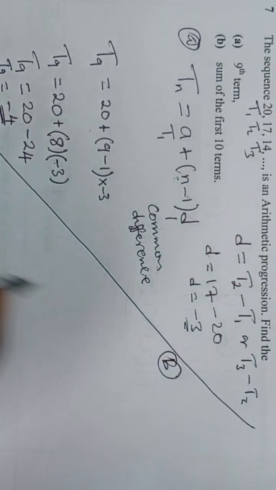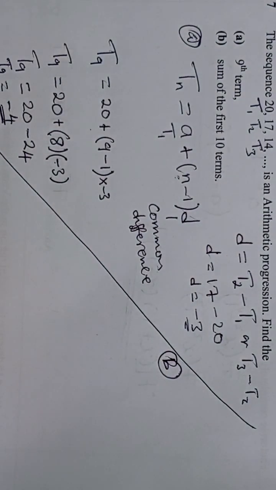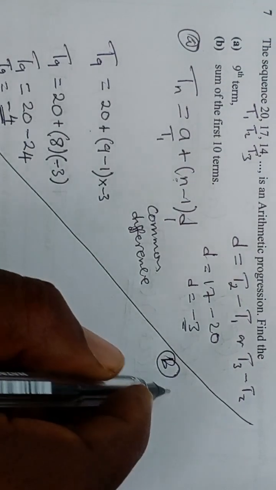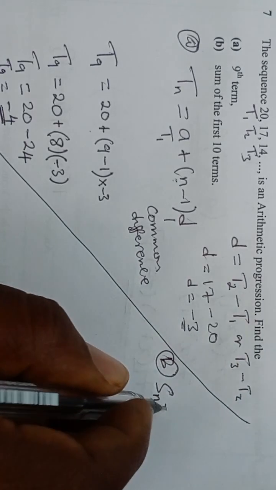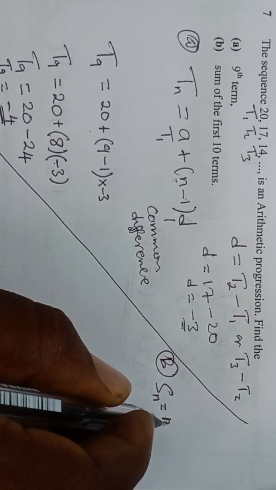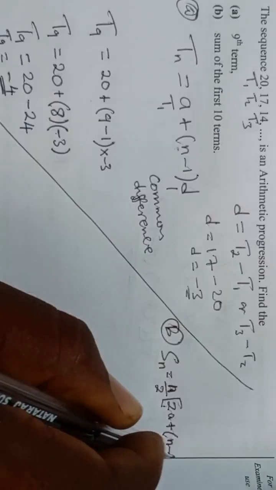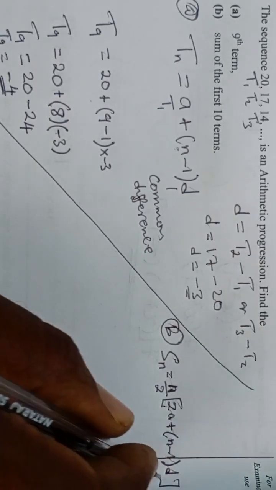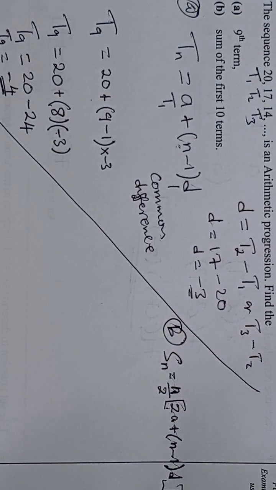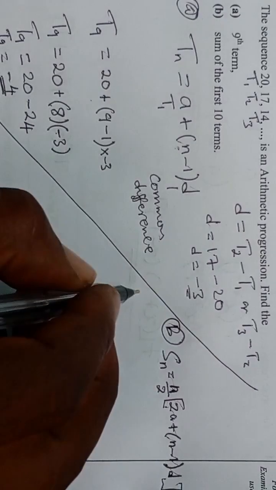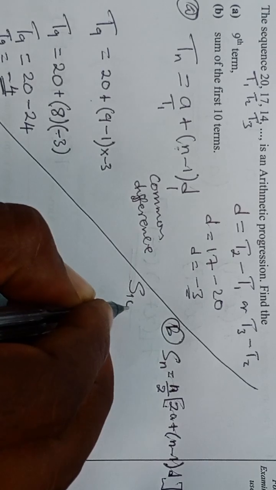Part B. Find the sum of the first 10 terms. So the formula is: the sum of n terms is equal to n over 2, square brackets, 2a plus (n minus 1) d. That is the formula, where a is the first term, n is the position, d is the common difference. So the sum of the first 10 terms.